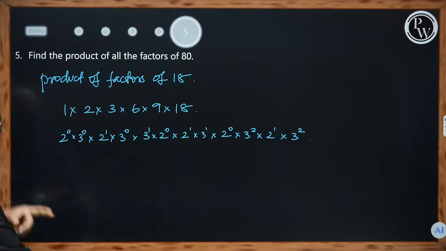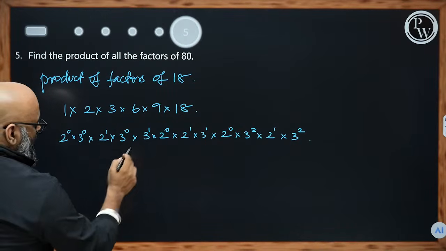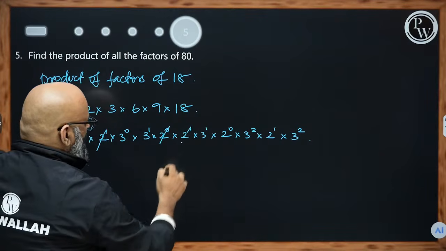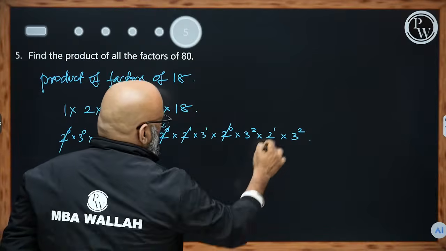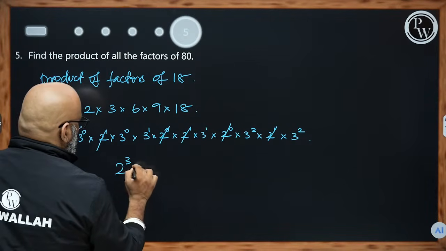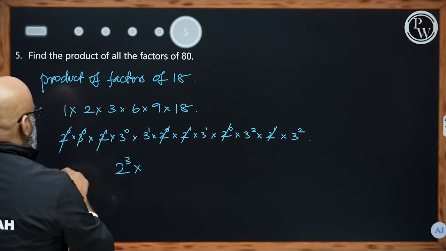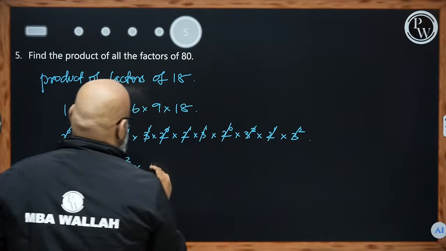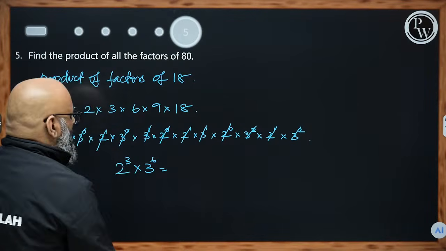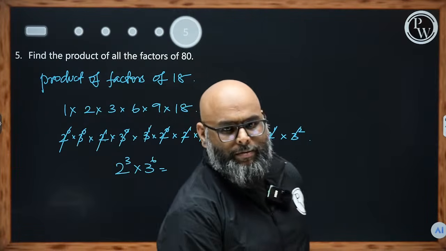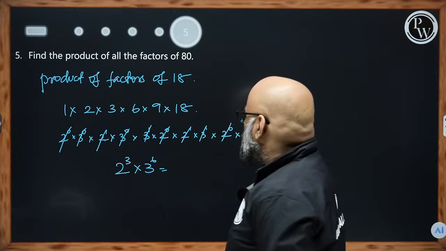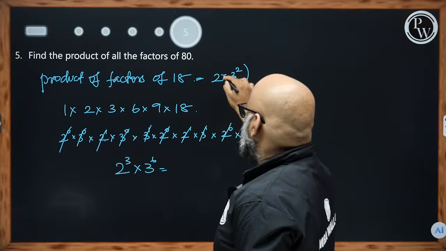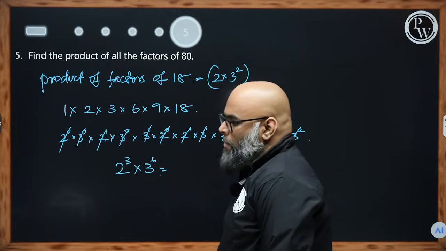Then let's do this. How many 2's are there? 2 power 1, 2 power 0, 2 power 1, 2 power 0, 2 power 2, 2 power 0, 2 power 3 in total. Into 3 power 0, 3 power 0, 3 power 1, 3 power 2, 3 power 4, 3 power 6. So 2 cube into 3 power 6. That's what we are getting. And 18 is 2 into 3 square, but I am getting 2 cube into 3 power 6.